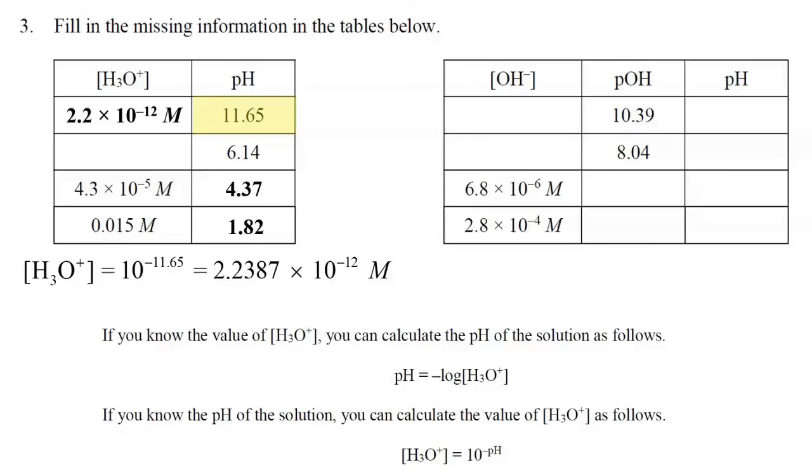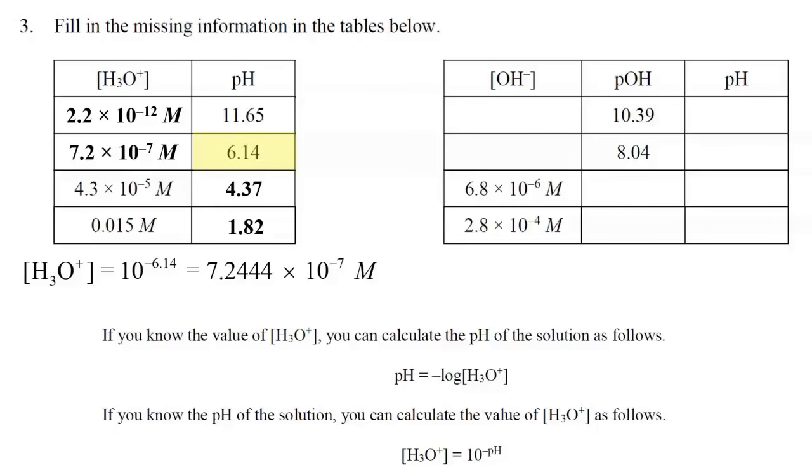Now I see a pH of 6.14. So I'll pick up my calculator and I will put in 10 raised to the negative 6.14 power, and I get an answer of 7.2444 times 10 to the negative 7 moles per liter. Since 6.14 as a pH has 2 significant digits, I will round off my answer to 2 significant digits. That would be 7.2 times 10 to the negative 7 moles per liter.